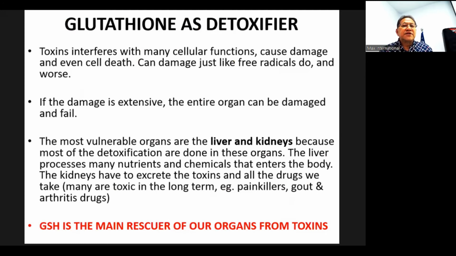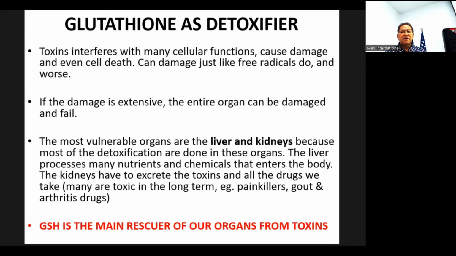Now we zoom into glutathione as a detoxifier. Toxins interfere with many cellular functions, cause damage, and even cell death. And they can damage just like free radicals do, or maybe even worse. If the damage is extensive, the entire organ can be damaged and fail. The most vulnerable organs are the liver and kidneys because most of the detoxification is done in these organs. The liver processes many nutrients and chemicals that enter the body, and the kidneys have to excrete the toxins and all the drugs we take.